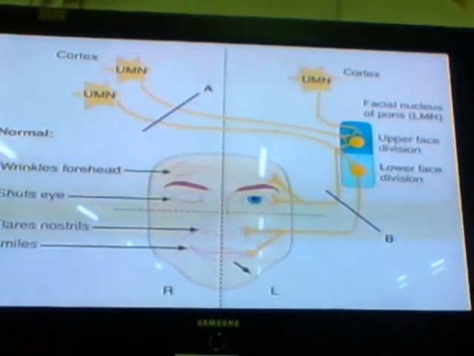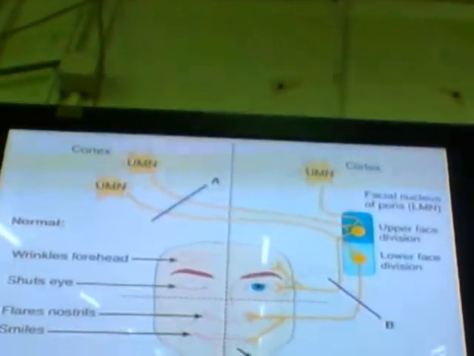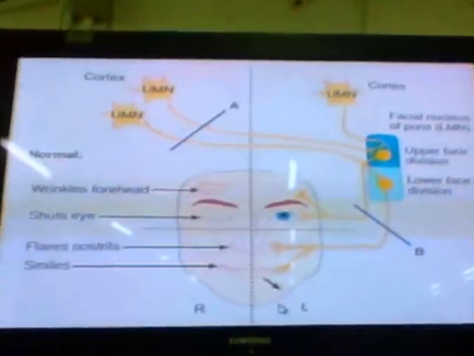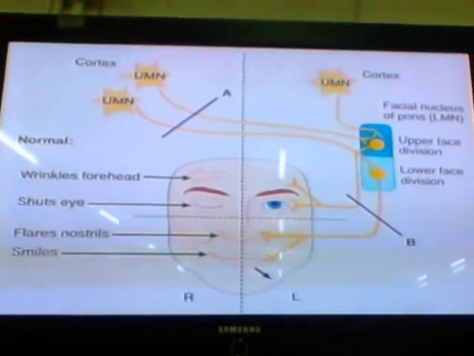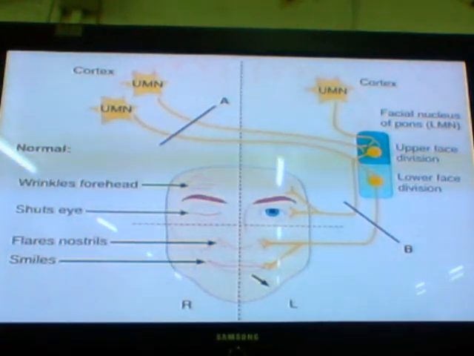Okay? As opposed to if you cut the nerve itself, or you have a lower motor neuron lesion, meaning affecting the nucleus itself, the whole face will be affected because all of the nerve is completely disrupted. So again, we use the concept of an upper motor neuron lesion and a lower motor neuron lesion to examine a patient to say, hey, this is the problem. Should I say that again?